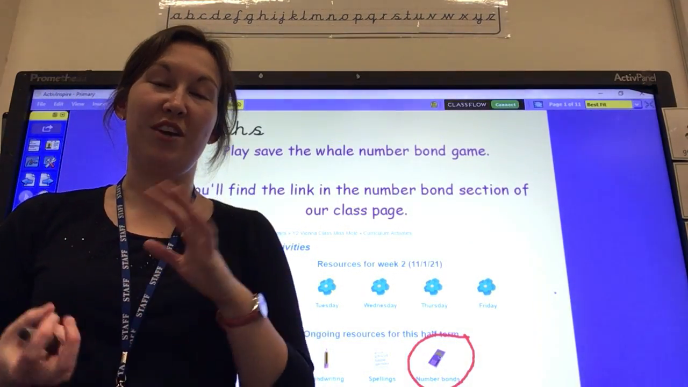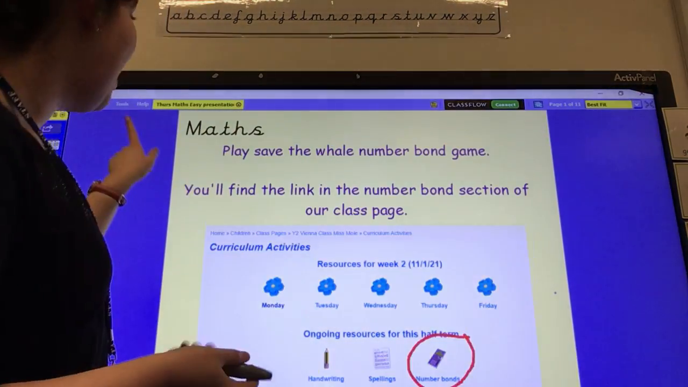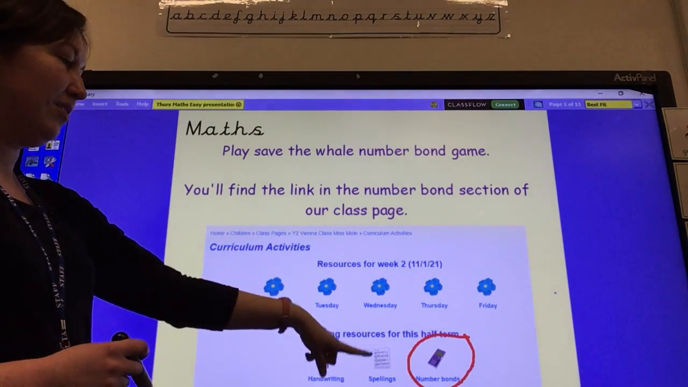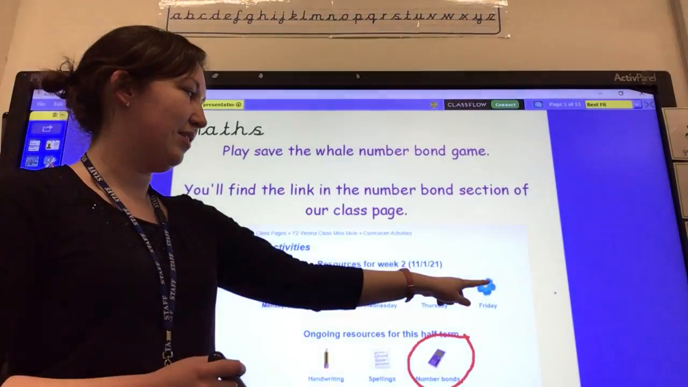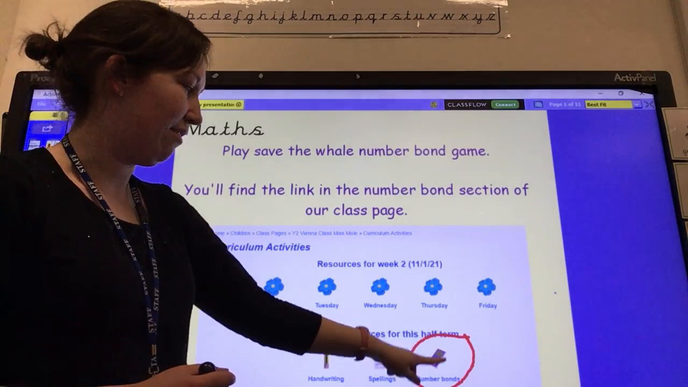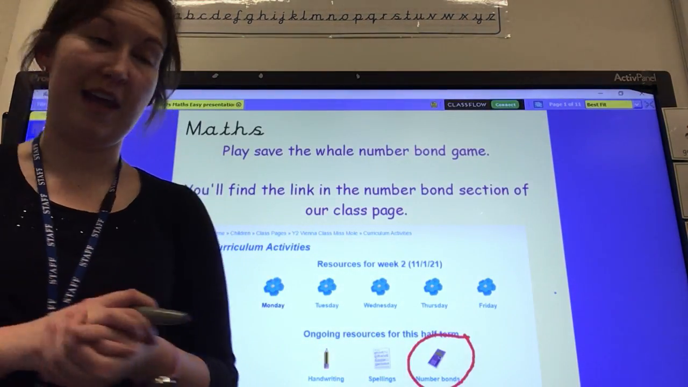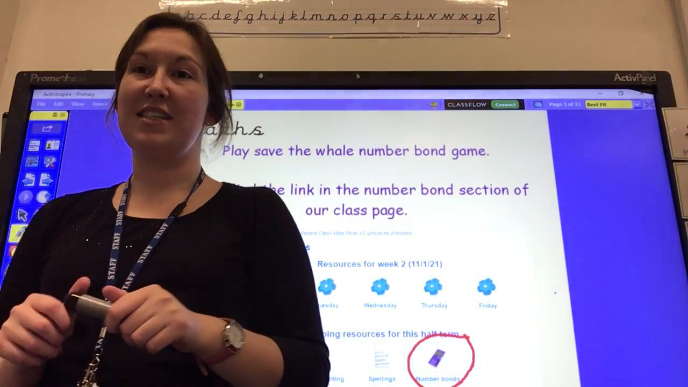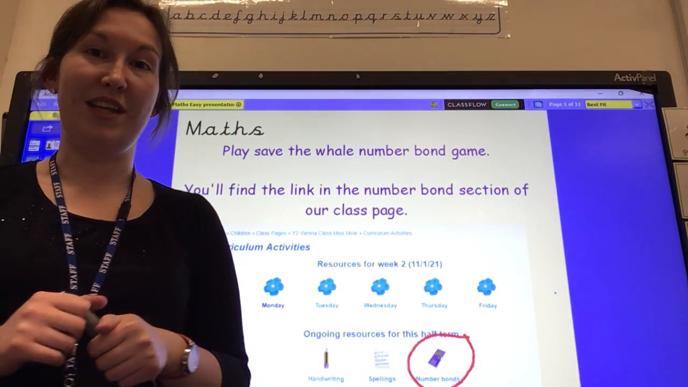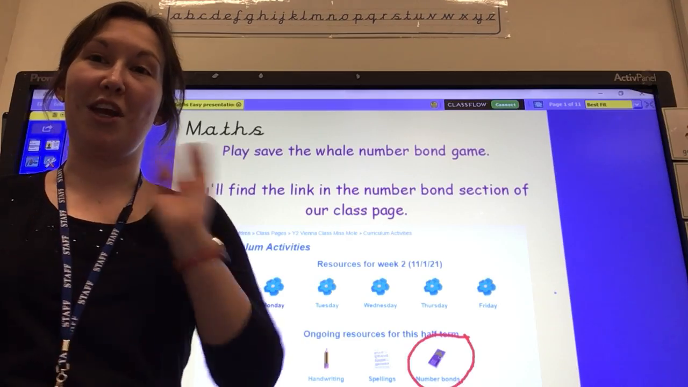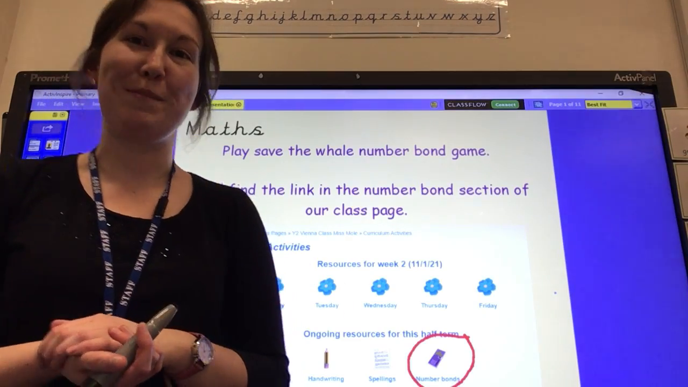So to begin with, we're going to start off with a number bond game, and you'll be able to find this link on our class pages. Underneath the resources there is a link called number bonds, and in there is a whole range of number bonds games, and today I'd like you to play the Save the Whale number bond game. So you can pause your video and go and have fun playing that game.